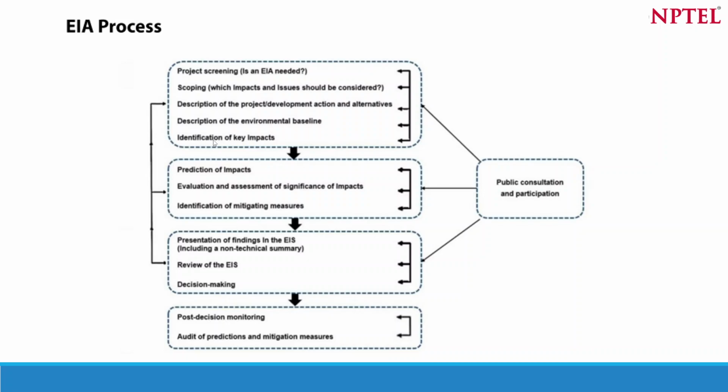Like identifying key impacts. What are the different processes of identification of these key impacts? Prediction of impact. These are very important terms which very much go into how EIA is conducted.